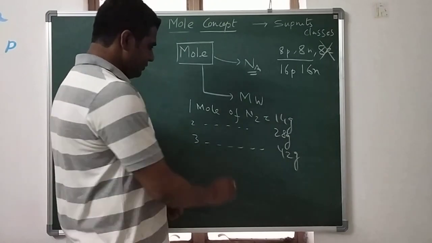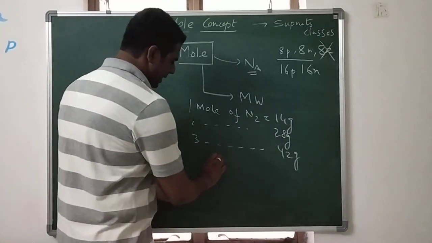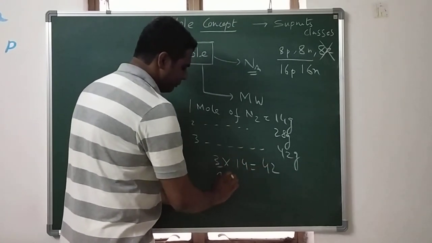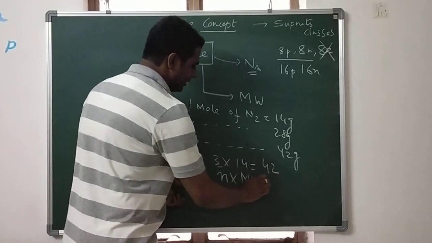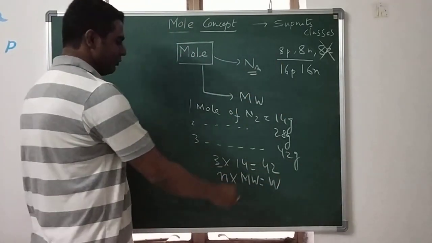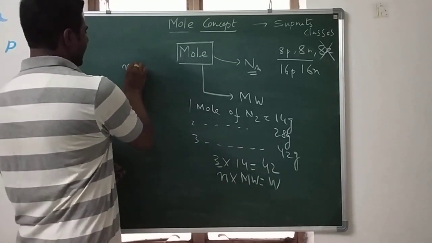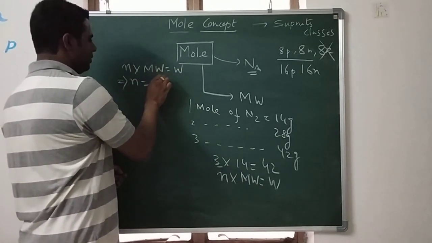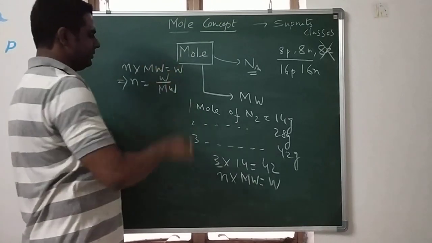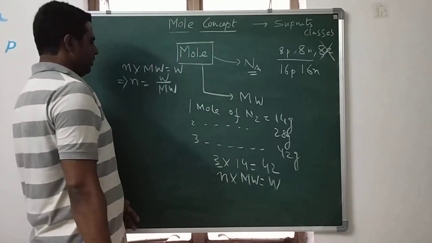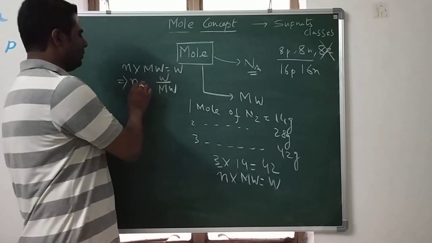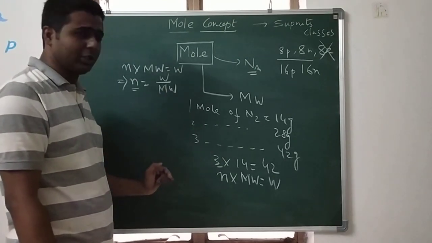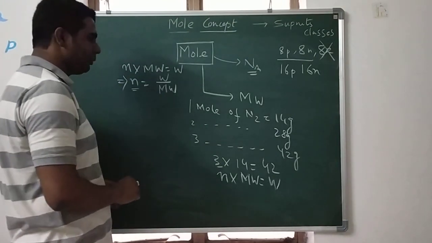Now, if you see this, what is happening? You are multiplying 3 with 14 and you are getting 42. Then what is 3? Number of moles. What is 14? Molecular weight. What is 42? Weight. So you are getting a formula: N into molecular weight is equal to weight. That means N is equal to weight by molecular weight. Correct? So whenever some weight is given to you, you can calculate weight by molecular weight, number of moles. So remember, number of moles is equal to weight by molecular weight.